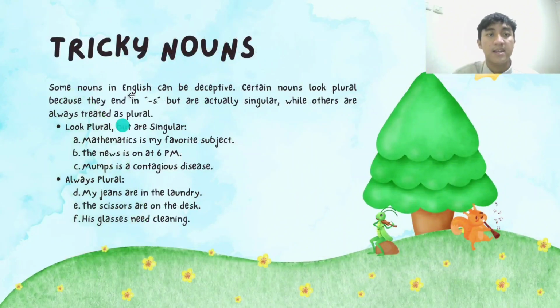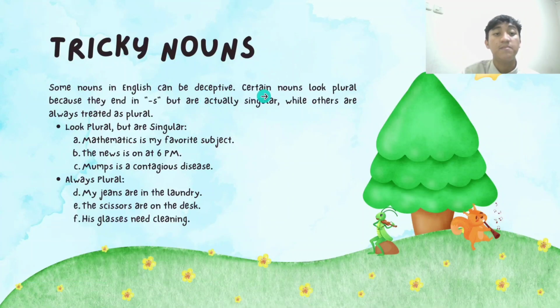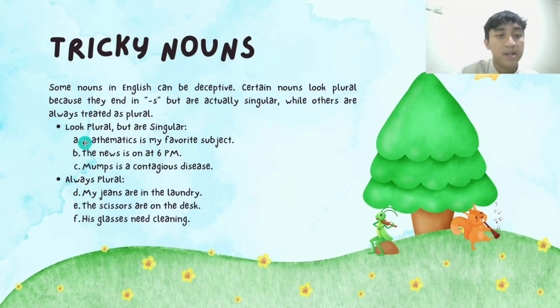Okay, next. In these tricky nouns, we have to be aware of the tricky things. Some nouns in English can be deceptive. Certain nouns look plural because they end in s, like I said before, but are actually singular, while others are always treated as plural. They look the same but are different. So first, look plural but singular. The examples: mathematics is my favorite subject. The news is on at 6 p.m. And last, mumps is a contagious disease. These look plural, but they are singular, because, like the first example, mathematics is a subject at school.